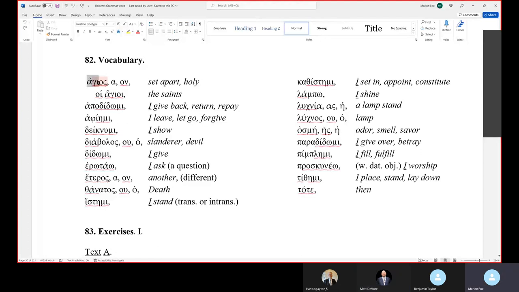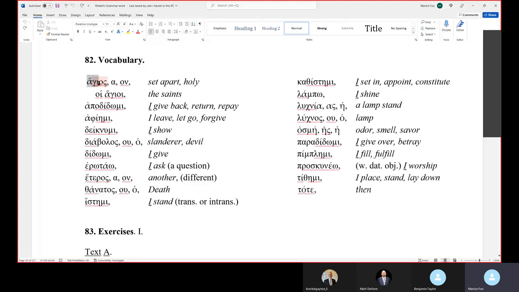Thanatos is death. And I remember in high school, we had to read a poem called Thanatopsis. It's a treatise on death. So Thanatos, even that word, has come into the English language. And we have histemi, which we've already looked at. It's I stand. It can be transitive or intransitive, and it depends on how it's being used. We haven't studied transitive, intransitive verbs, but we'll look at that later.